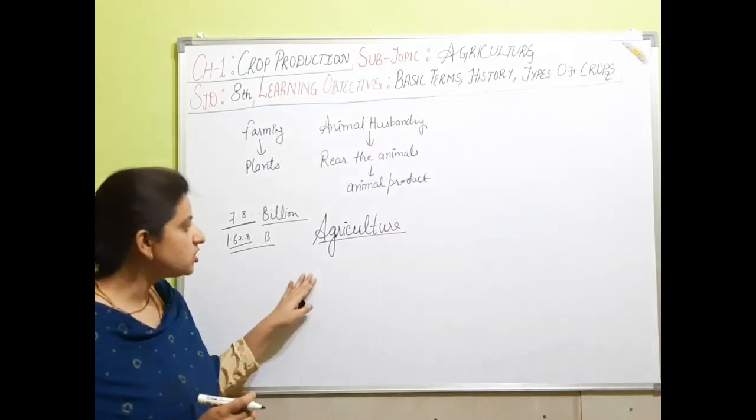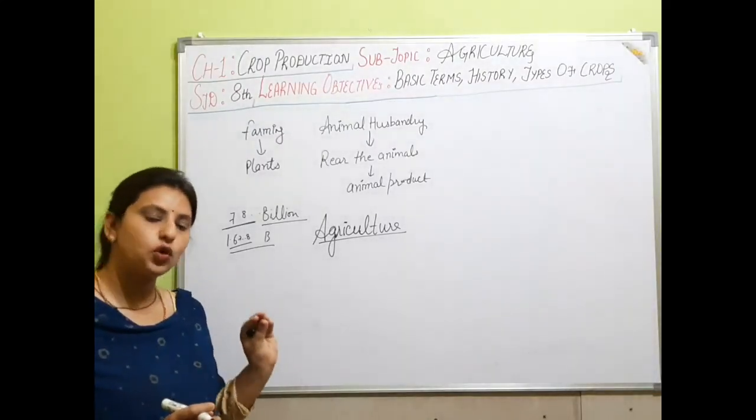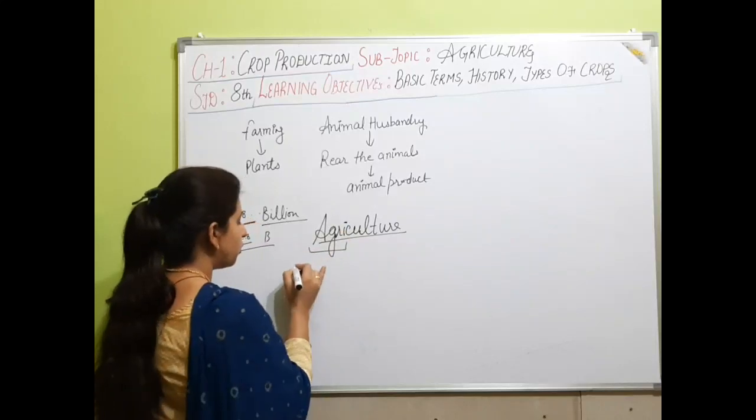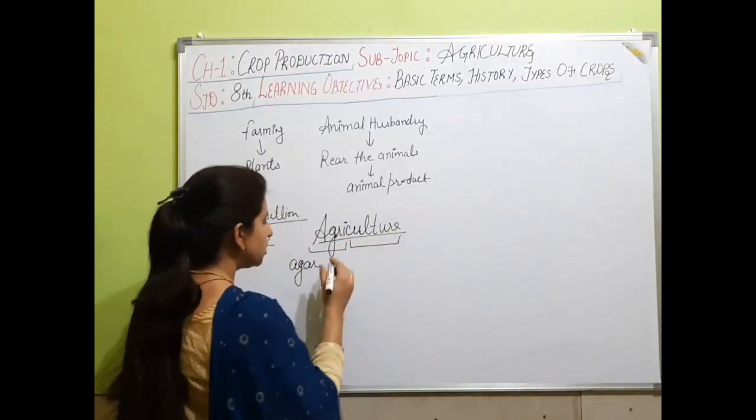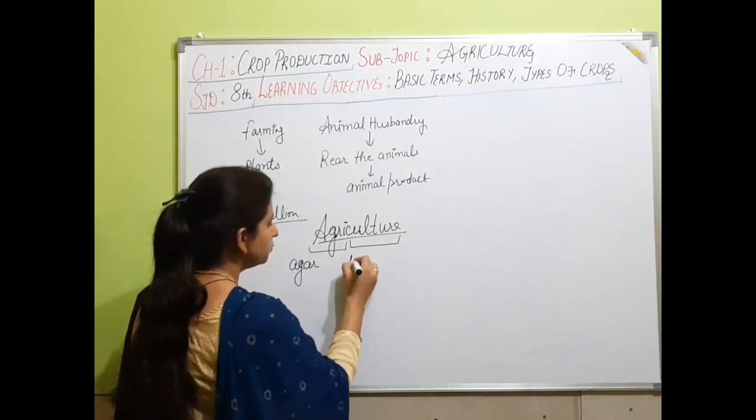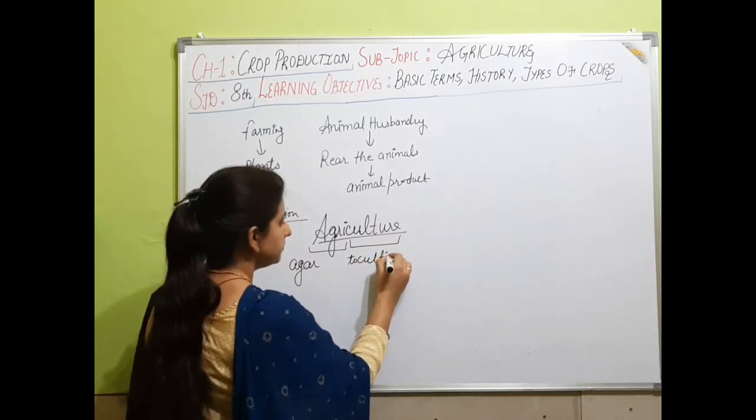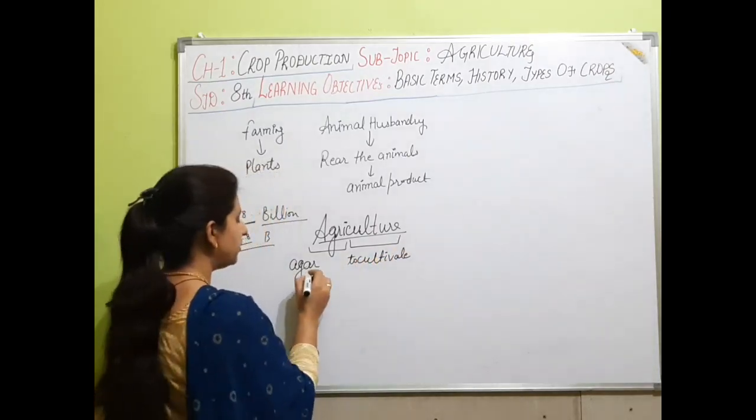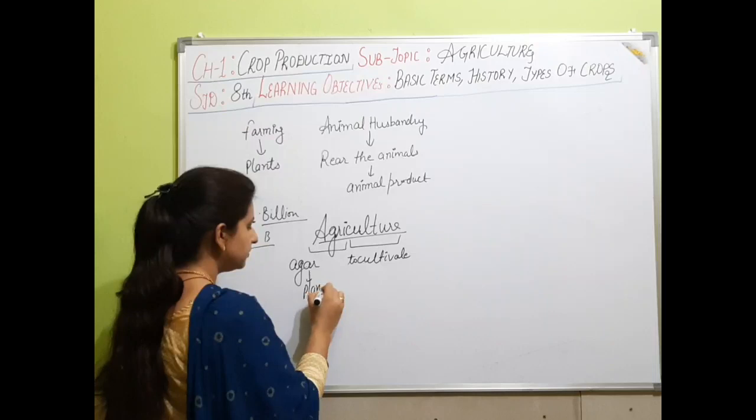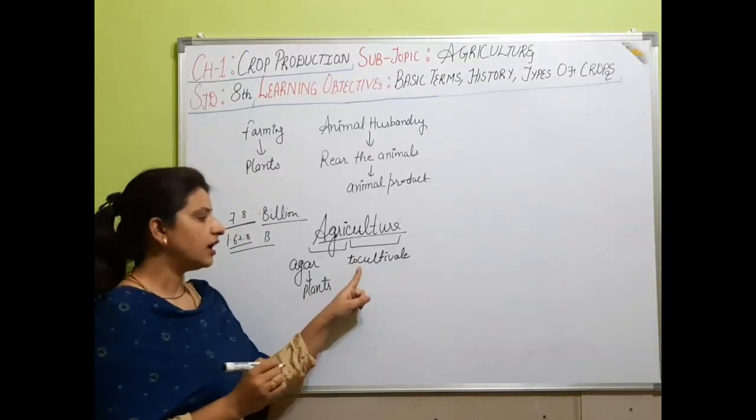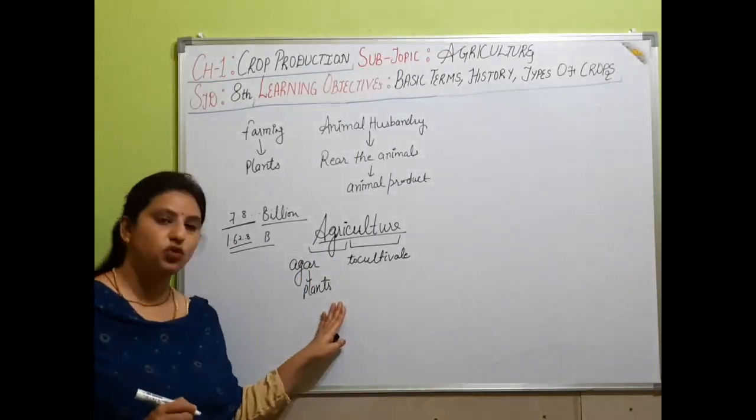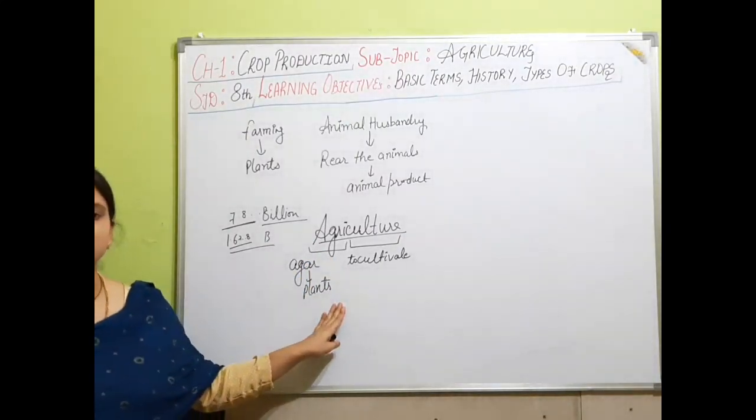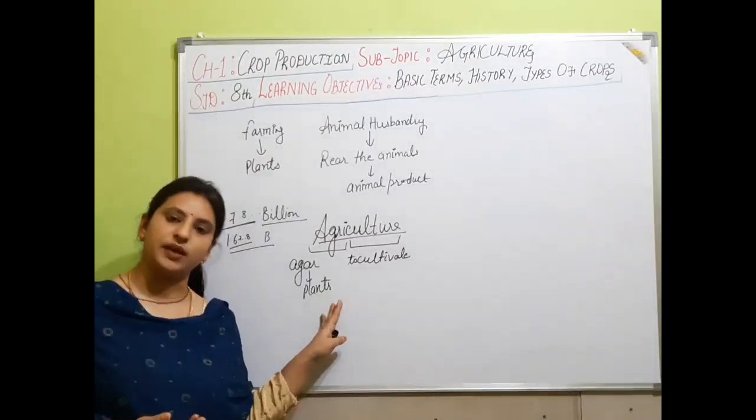Agriculture is also a combination of two words. Agri is from agar, which means plants, and culture is from cultivate, which means to cultivate. So this is the combination of two words. And what is agriculture? It is simply the science of farming.